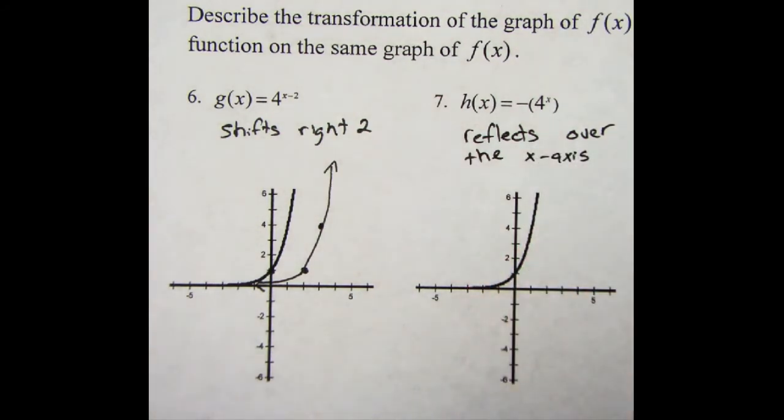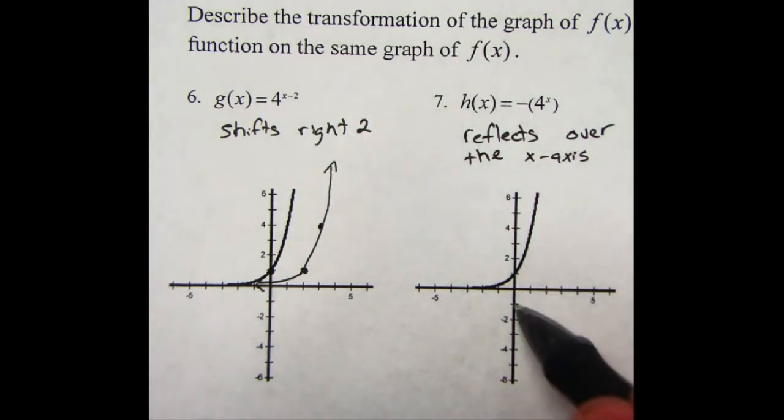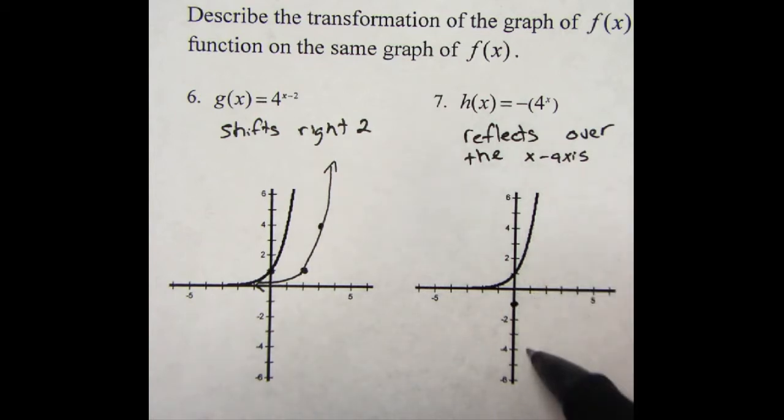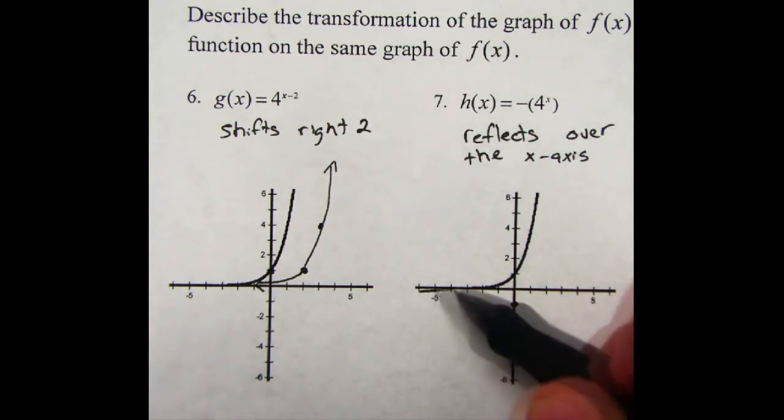So instead of up here now, we're going to be down here. Instead of going over 1, 4, we're going to go over 1 and down 4. Still doesn't cross the x-axis, and it goes something like that. Okay?